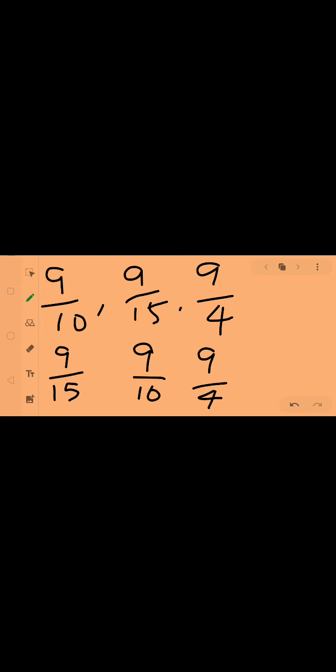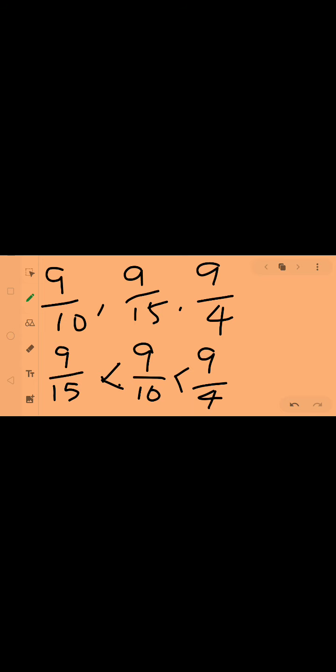Now we have to insert the comparison symbol. Take the first two, 9 by 15 and 9 by 10. 9 by 10 is the larger, so beside 9 by 10 put 2 dots, then we join them and get the correct symbol. Then between 9 by 10 and 9 by 4, 9 by 4 is larger, so we get the answer. 9 by 15 is less than 9 by 10, which is less than 9 by 4.